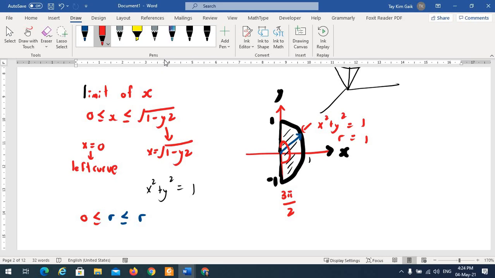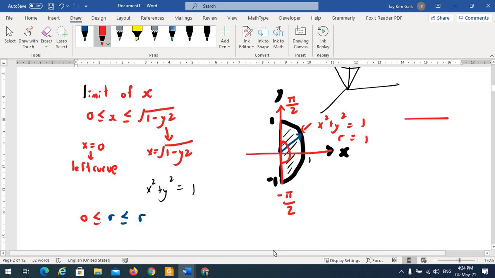3 pi over 2 up to 2 pi is here. So we can use another version. If I rotate from the bottom, this is negative pi over 2 until positive pi over 2.